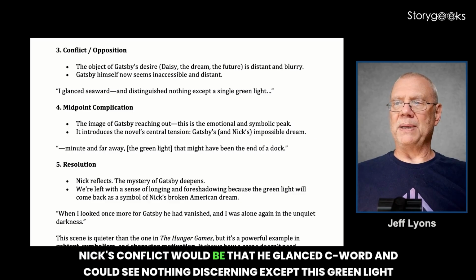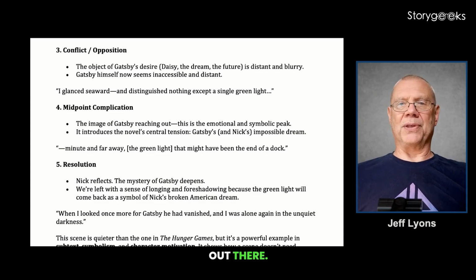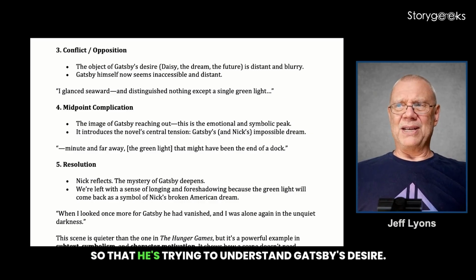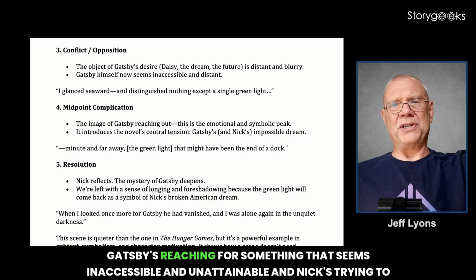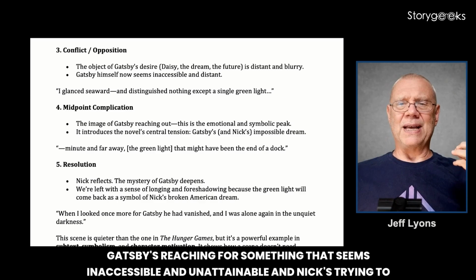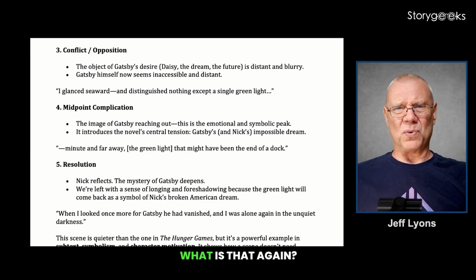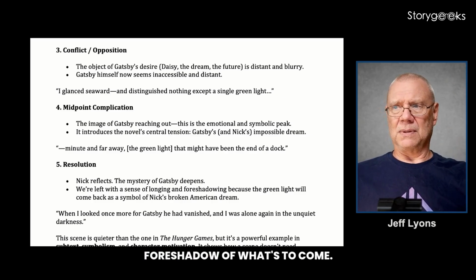Nick's conflict would be that he glanced seaward and could see nothing discerning except this green light out there. What the hell is that about? So he's trying to understand Gatsby's desire. Why is he going after this thing? Gatsby's reaching for something that seems inaccessible and unattainable. And Nick's trying to understand, what is that about? What is that? Again, a foreshadow of what's to come.